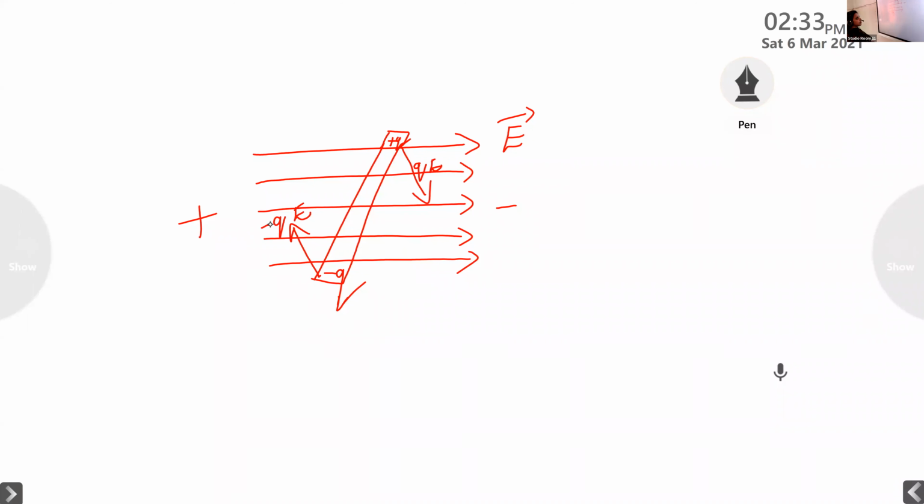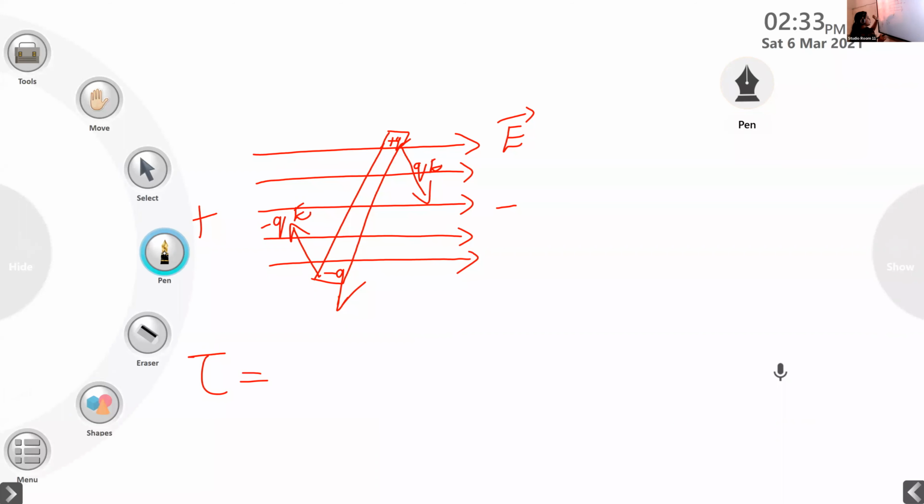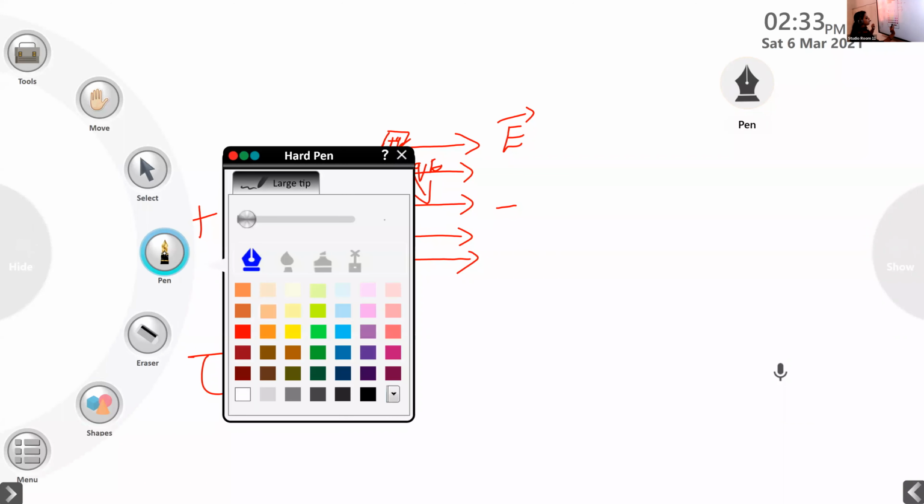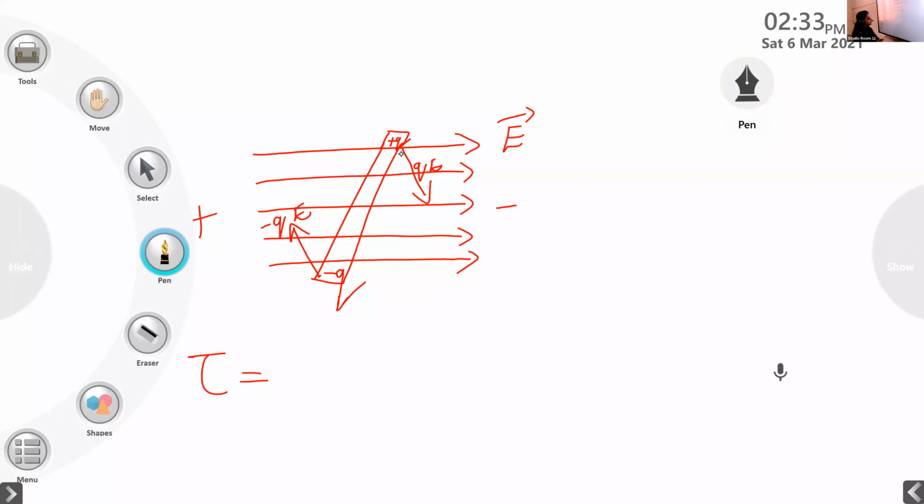Right? Now we want to find an expression for tau. According to the equation for tau, it is the product of the magnitude of any one of the forces, not charges. What is the force given here? There is only one kind of force present in the case of plus q and minus q. What is that?